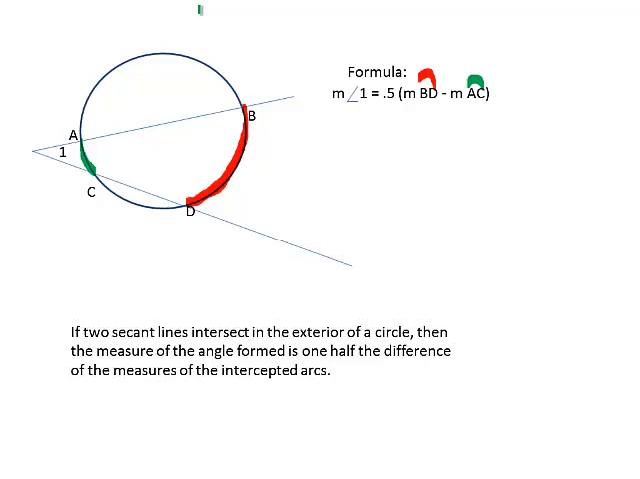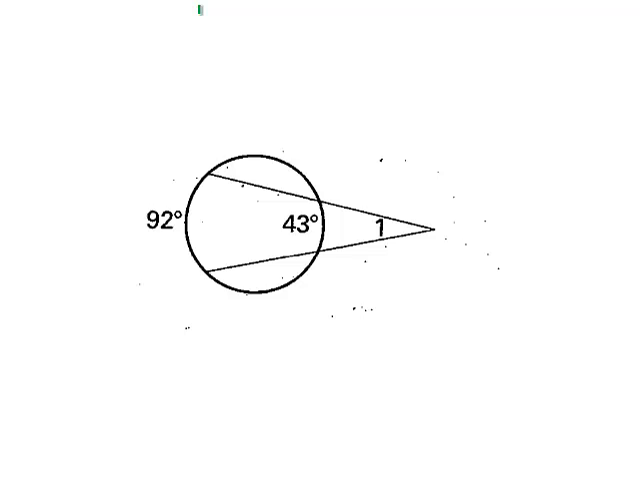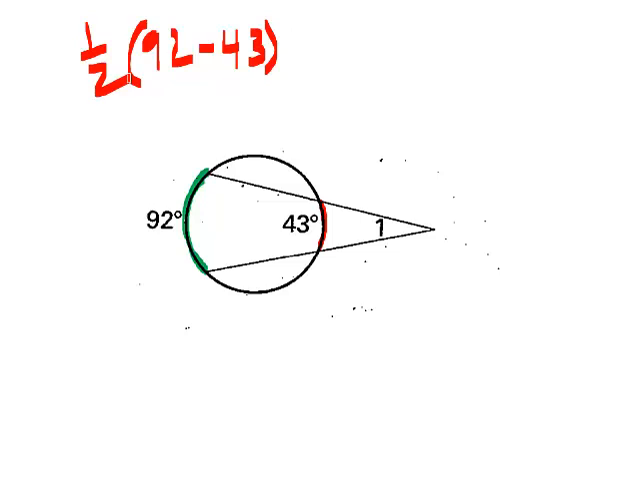So identify what your outer arc is, what your inner arc is. Okay, so again, here's our figure. We have our outer arc here, and you have your inner arc here. So again, we do outer minus inner times 1/2. And that equals the measure of angle 1. So in this case, 24.5.